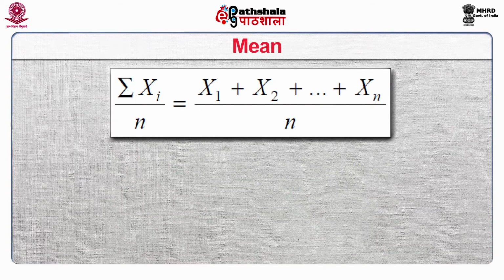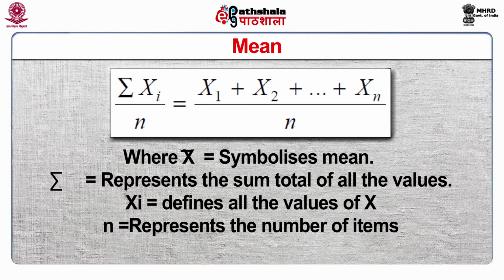Mean, also known as arithmetic average, is defined as the value obtained by dividing the sum of all the values by the number of the items. It can be illustrated below as per the formula on your screen. Now it says summation xi upon n, where x bar is the symbol used for mean, and the summation represents the sum of all the data values. Xi is the value of any single value of the data set, and n represents the number of items.